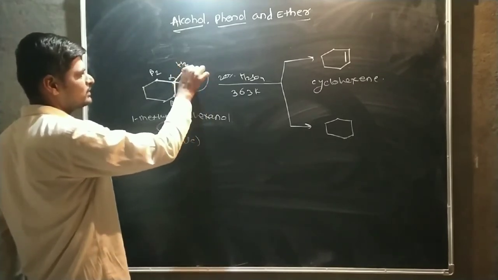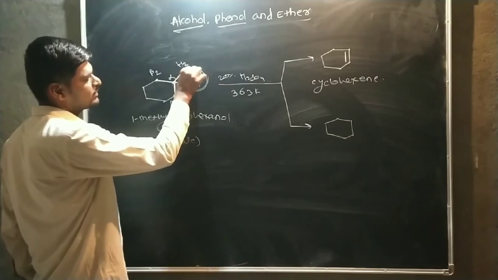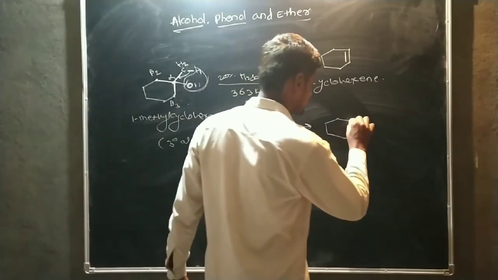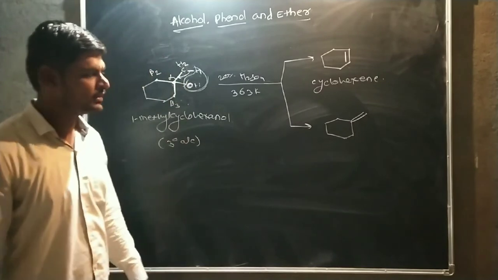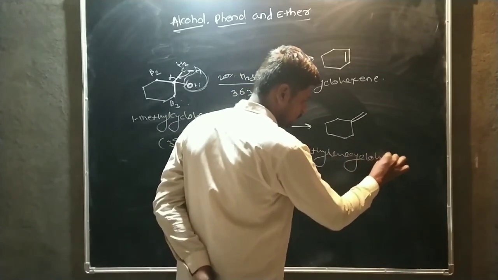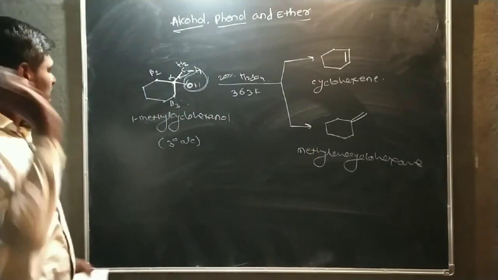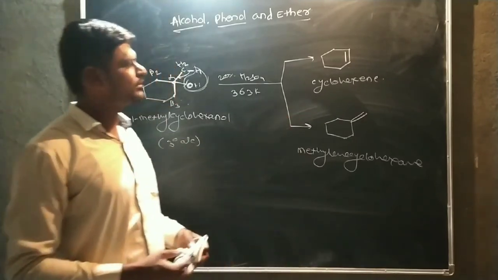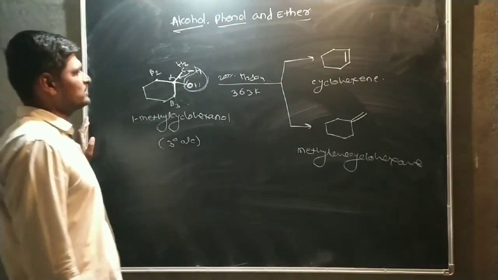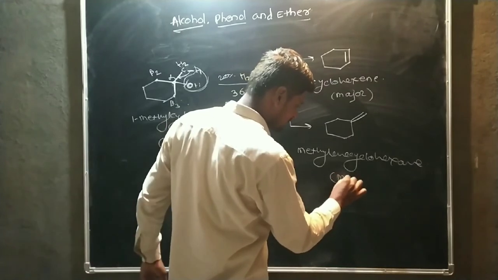After elimination of the H plus ion, the bond between the carbon and hydrogen atom, that means this is a CH2 and this hydrogen here, one hydrogen should be eliminated. The electrons present in this carbon-hydrogen bond shift between these two carbon atoms, and a double bond is formed here. The name of this compound is methylene cyclohexane. So there are two products here. Out of these, one is a major product and the other is a minor product. The cyclohexene is considered the major, and methylene cyclohexane is considered the minor product.